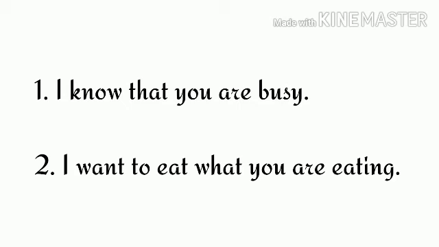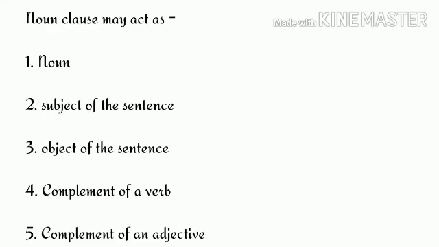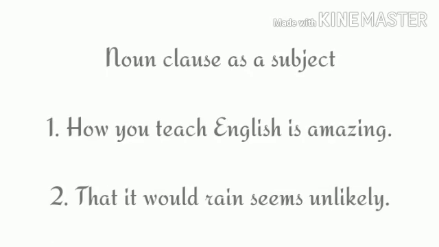Another example may be: I want to eat what you are eating. So here also I want to eat is the main clause and what you are eating is the subordinate clause. So what you are eating is a noun clause. Children, a noun clause may act as a noun. It can act as the subject of the sentence, as the object of the sentence, as the complement of a verb, and as a complement of an adjective. Now, let us look at some examples of a noun clause working as a subject.